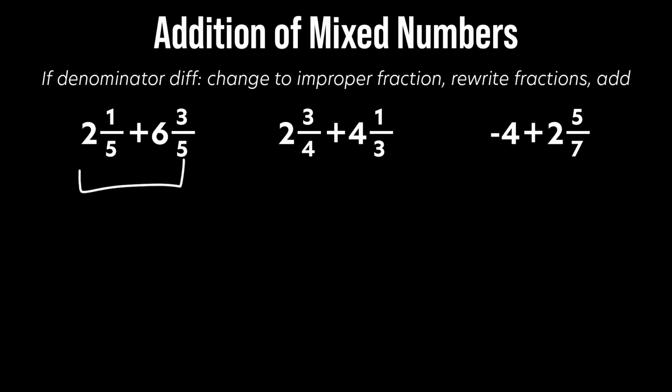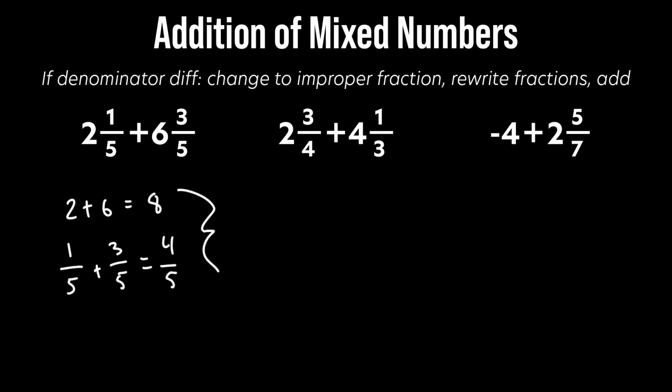In this first example here, we have two mixed numbers in which the fractions both have the same denominator. So all you have to do is add the constants and then add the fractions separately. So for this example, we'd get 2 and 6, so that's 8. So 2 plus 6 is 8. And then 1/5 plus 3/5 is equal to 4/5. So now we just add these two together and we're going to get 8 and 4/5. And that's our answer.